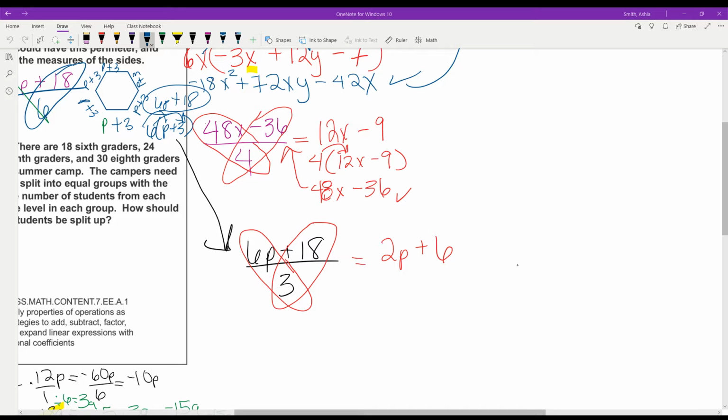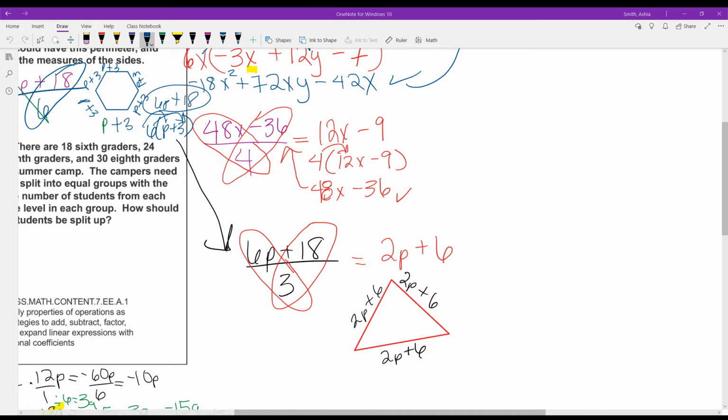So on a triangle, let me draw one really good one. We would have 2p plus 6, 2p plus 6, and 2p plus 6. And that will be our perimeter for our triangle.